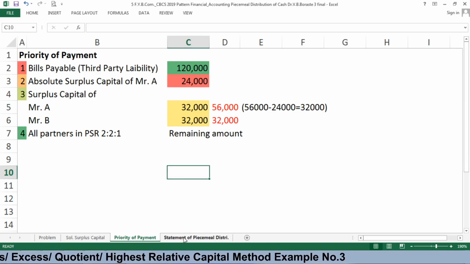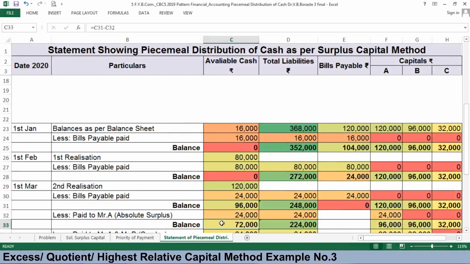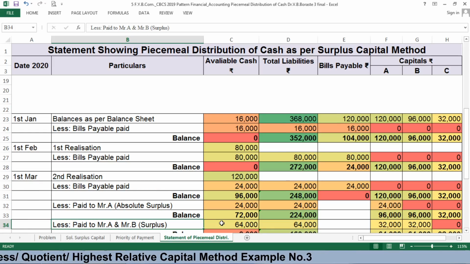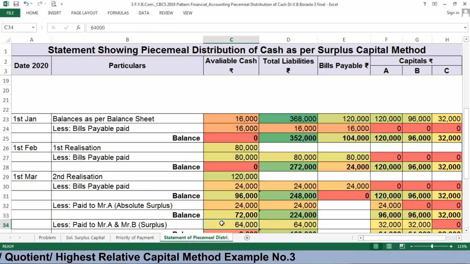That means we have a sufficient amount. So we can pay 64,000 directly to Mr. A and B, in parts of 32,000. So the next payment is paid to Mr. A and Mr. B as surplus capital. Total is 64,000, as 32 plus 32.